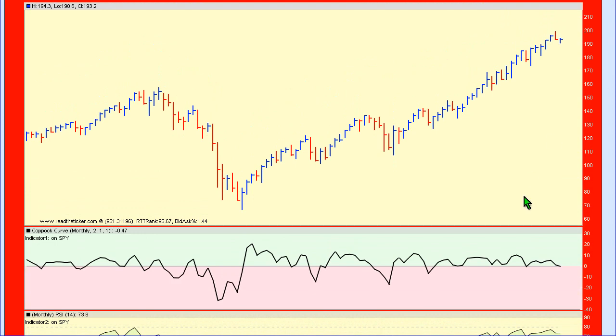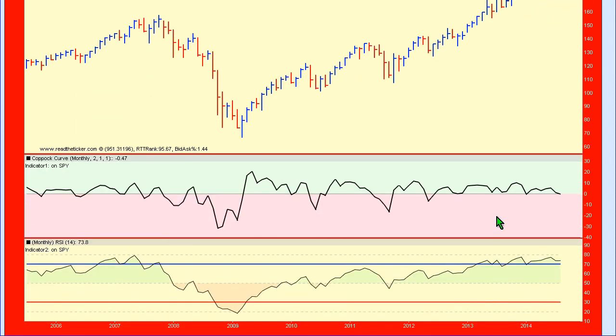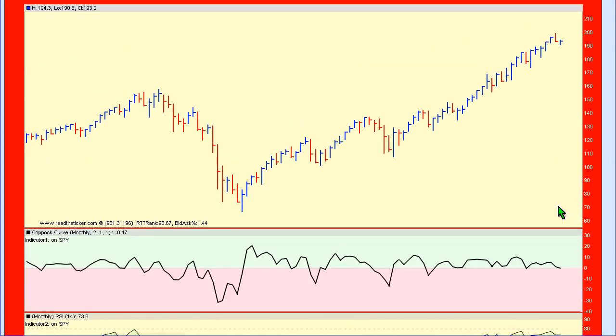So I suggest you study the monthly data with the copy curve 211 and the RSI. It just gives you an idea where to start hunting for your lower time frame price patterns. I would be looking here. For example, right now I've got a dip in the major indexes. Dip in the major indexes for the month.